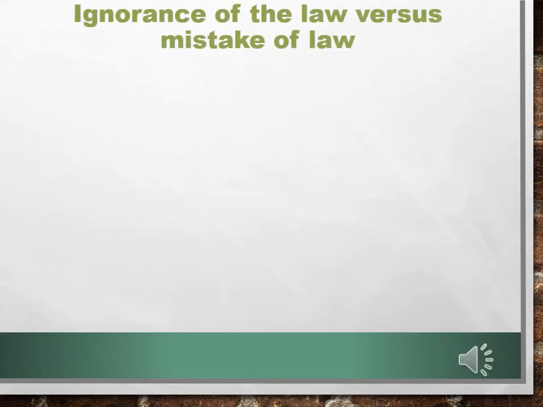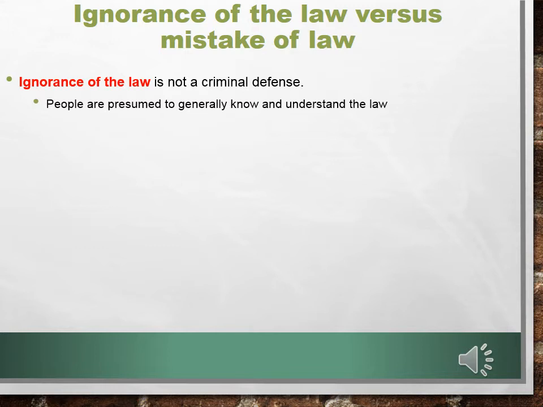Today we focus on state of mind excuse defenses, and we start by understanding the difference between ignorance of the law versus mistake of the law. Ignorance of the law is not a criminal defense. People are presumed to generally know and understand the law, and we make this presumption because criminal laws are codified or written into federal, state, and local codes.